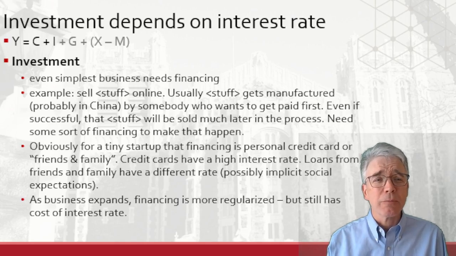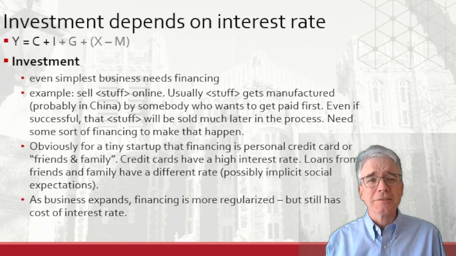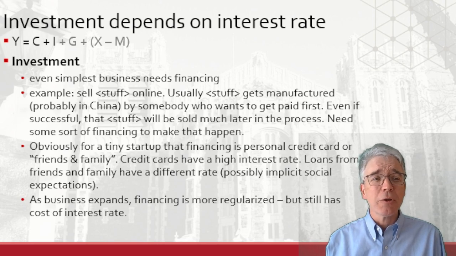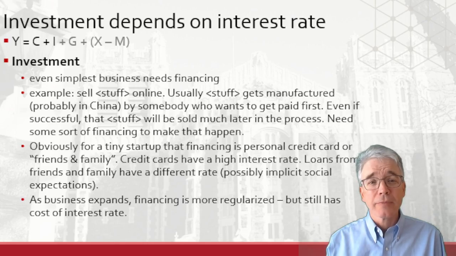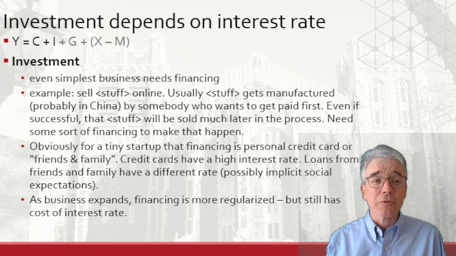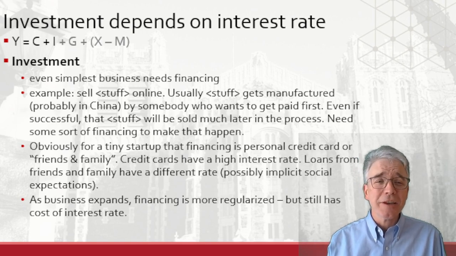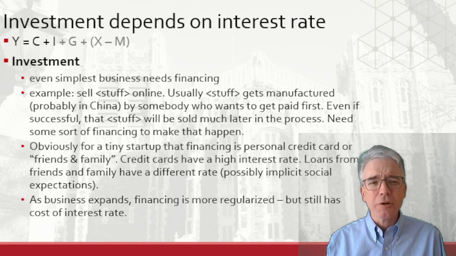For example, if you're going to have a little side hustle selling stuff online, then whatever stuff you're selling has to get manufactured first, probably somewhere in China. Somebody doing the manufacturing will want to get paid first. So even if you're completely successful, everything you contracted to make gets sold. Hey, wonderful, that's good news. But still, the fact remains the stuff is sold later in the process. Your supplier wants to get paid before you actually get the revenue. Some sort of financing is going to be needed.